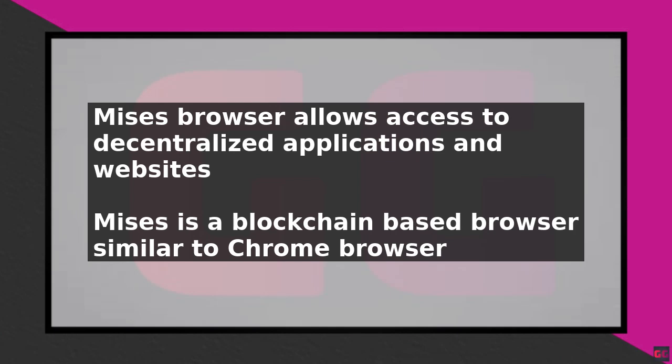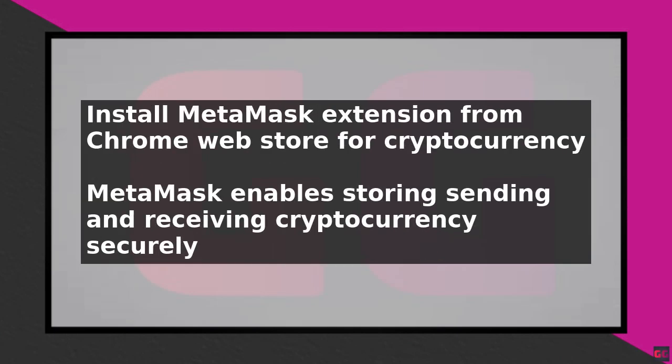First, you need to install the MetaMask extension, which is a digital wallet that enables you to store, send, and receive cryptocurrency. Since Mises browser is based on the Chrome browser, you can install MetaMask from the Chrome Web Store. To do this, type in the address bar the URL for the Chrome Web Store and search for MetaMask. Click on the MetaMask result and then click the Add to Browser button.